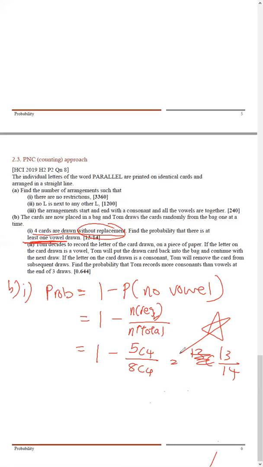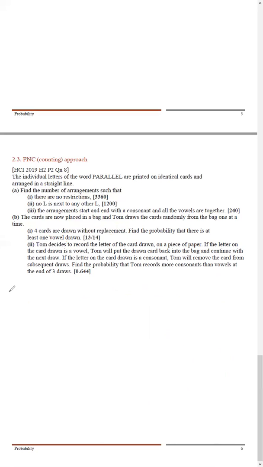Okay. So for the last question, part 2. Record the letter and the card drawn on a piece of paper. If the card drawn is a vowel, Tom will put the card back. If the card drawn is a consonant, he will remove the card from subsequent draws. You find the probability that there are more consonants than vowels at the end of 3 draws.